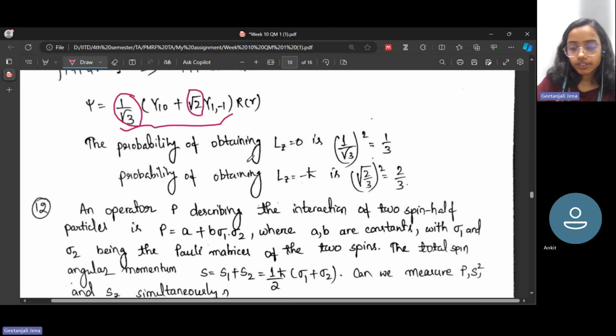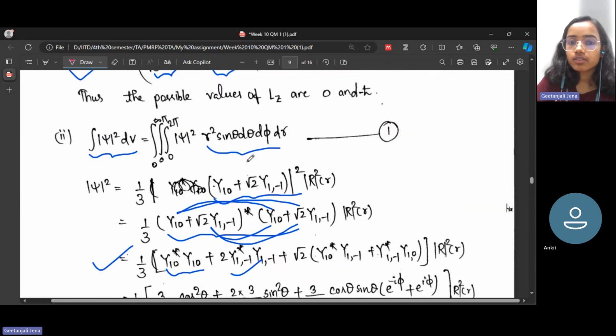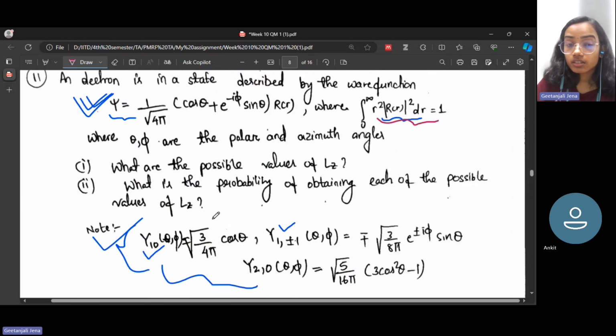So if this type of question is given and the expression for spherical harmonics is also given, you first need to express the psi in terms of the spherical harmonics. From the spherical harmonics, you can get the possible values of m, and from that you can get the probability.